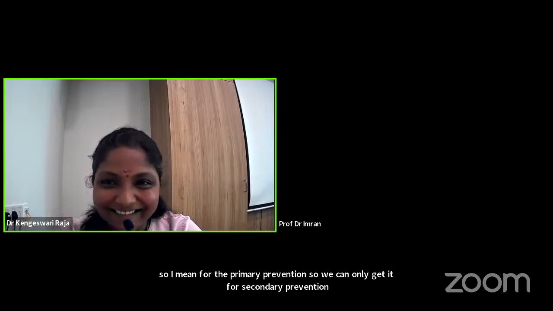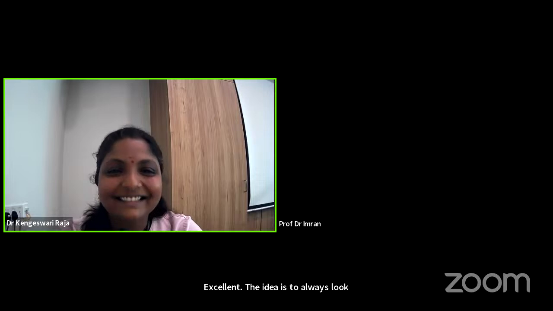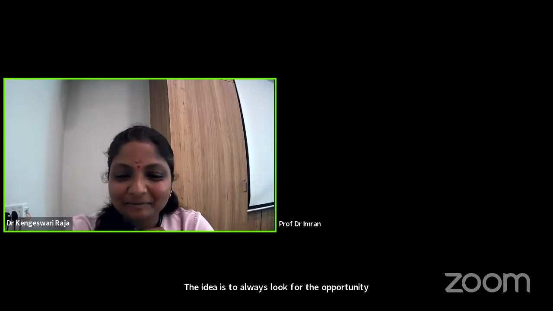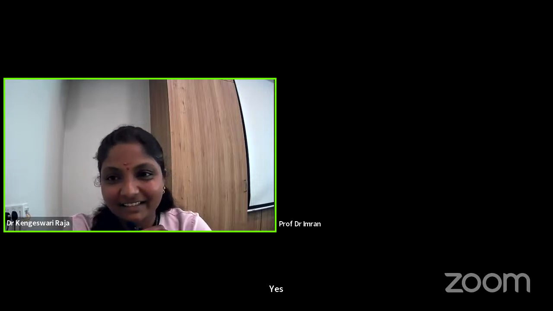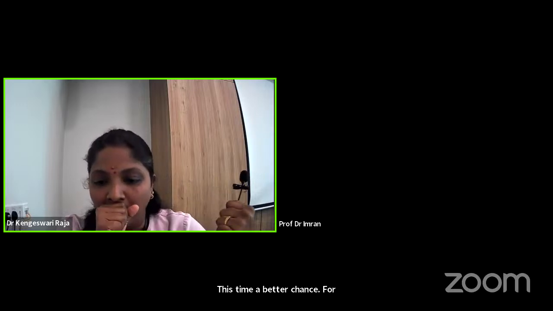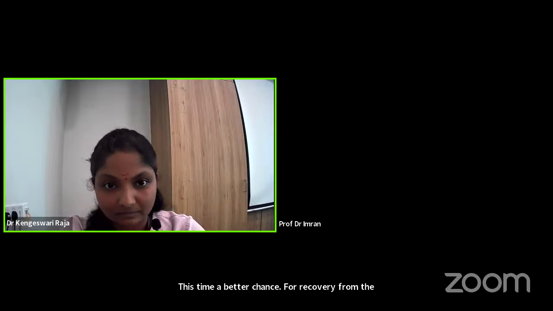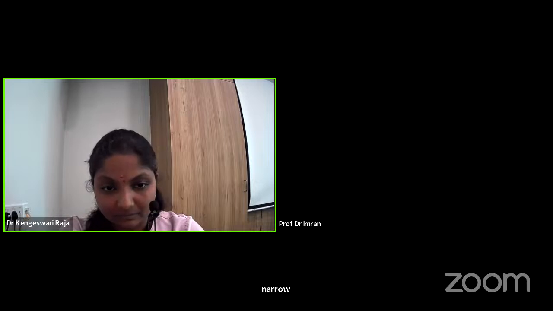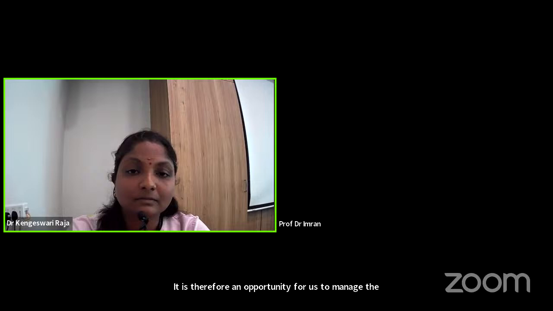Excellent. The idea is to always look for the opportunity to do resynchronization. Patients with heart failure with widened QRS complex, especially left bundle branch block, stand a better chance for recovery from their heart failure compared to those with narrow complex QRS. It is therefore an opportunity for us to manage the patient to achieve better reverse remodeling.